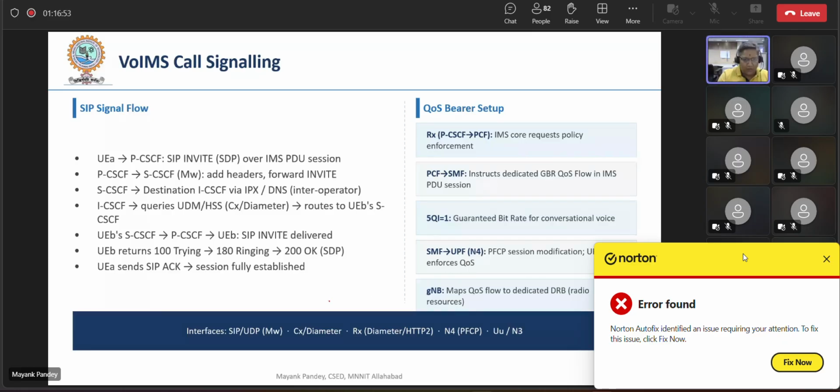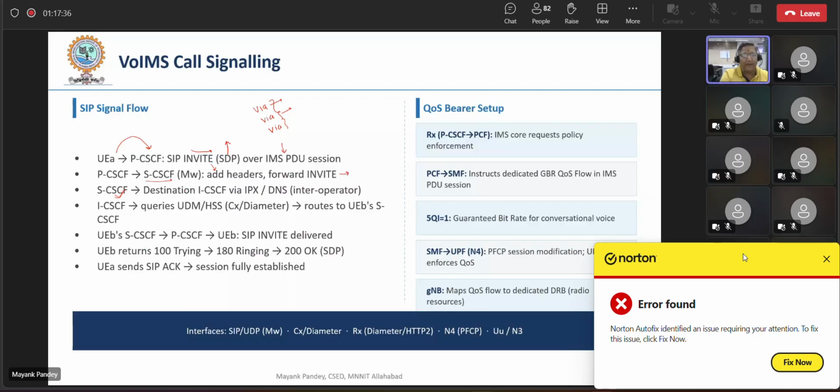Voice over IMS, or Voice over New Radio, same thing. UE A will send an INVITE having Session Description Protocol parameters over the IMS PDU session, which we have just made, from the P-CSCF to the S-CSCF through the I-CSCF. The P-CSCF will add headers, and everywhere we will be able to see Via every time the message is forwarded. Every node, P-CSCF and I-CSCF, will add some headers and forward the INVITE to the selected S-CSCF.